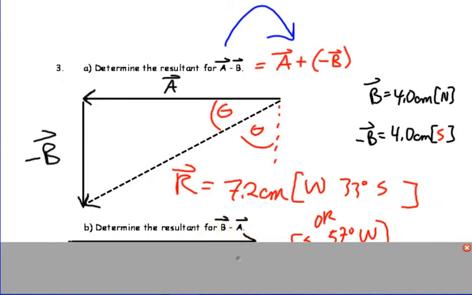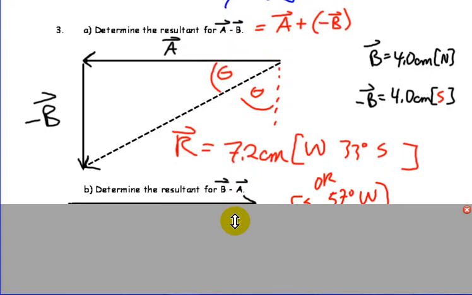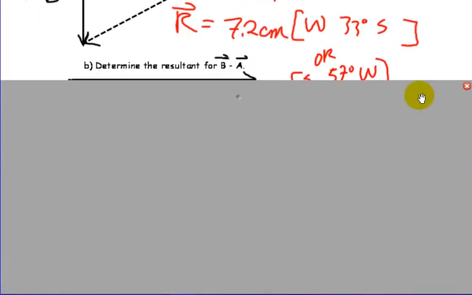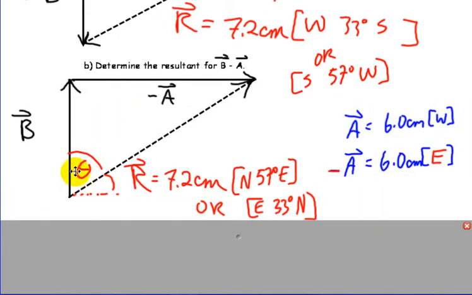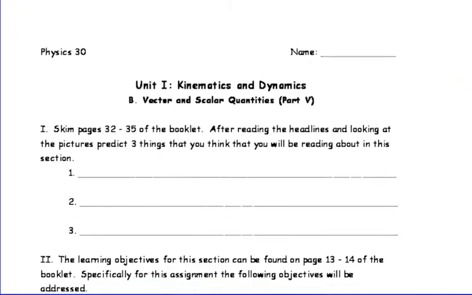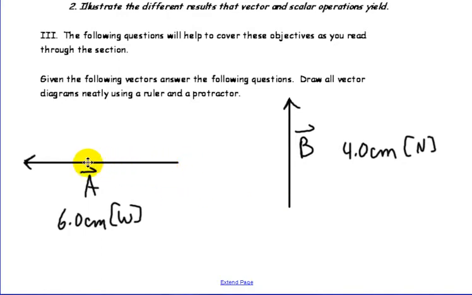I'll get you to do this one. How about just regular vector B minus vector A? So again, think of it as add the opposite of A. So pause the video right now, draw that out, and see how that answer compares to this one. Okay, if you had time to do that, vector B is as it was previously, but now we're taking the negative of A. So originally, of course, A was 6 centimeters west. The negative A is 6 centimeters east.